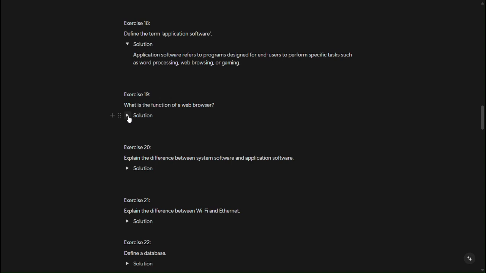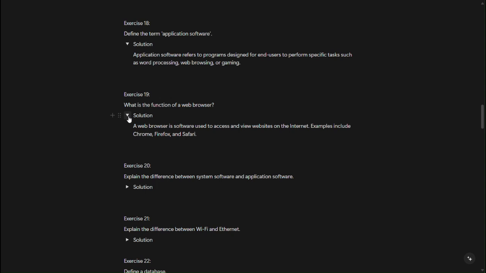What is the function of a web browser? A web browser is a software used to access and view websites on the internet. Examples include Chrome, Safari, and Firefox. This is the function of the web browser.